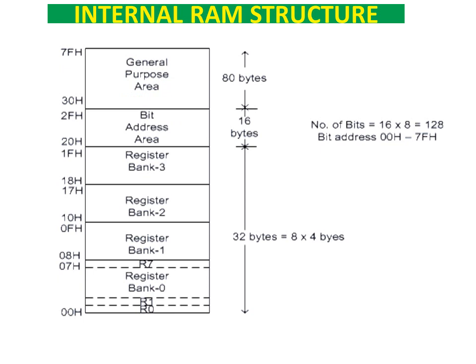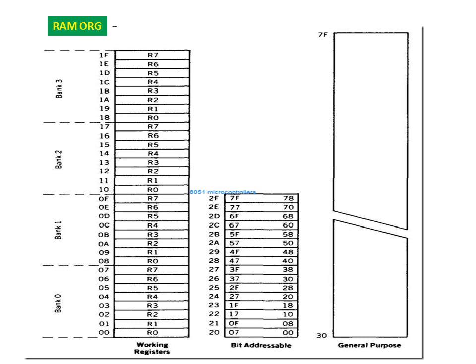Now observe completely here: 80 bytes are given for the user area, 16 bytes are given for bitwise operations, and 32 bytes are given for register banks for assembly programming purposes. In depth, we will see how these banks are organized in the next slide.